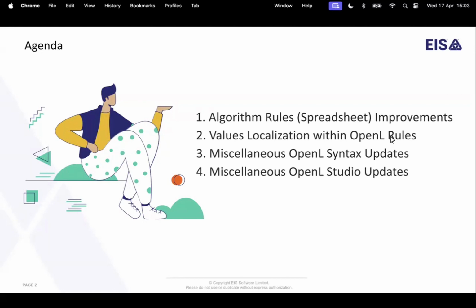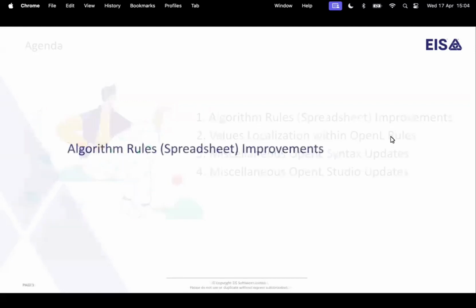sections. We will review the changes that were done to the algorithm rules, the spreadsheets. Then we will review the new feature localization or internationalization. And then we will review the smaller updates, but not less significant, in OpenL syntax and OpenL Studio itself. So let's start with the spreadsheet updates.